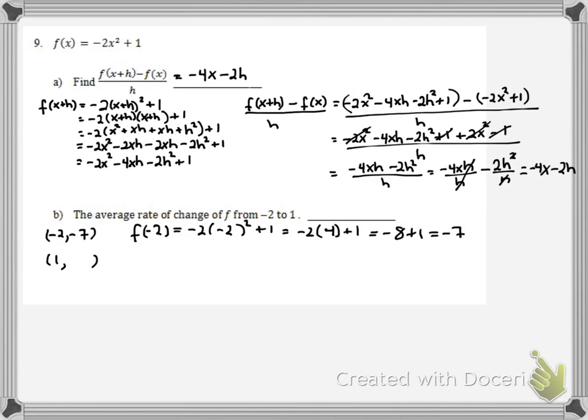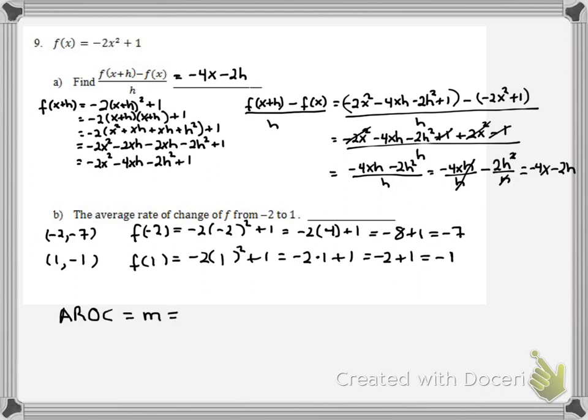When I want to evaluate the function at 1, again, I'm going to leave empty parentheses. This one you might not really need to do this, but just to be consistent, I'm going to put a 1 in each of these places. Obviously 1 squared is 1, so we get negative 2 times 1, which is negative 2, plus 1, so that ends up being a negative 1. Once we have the point, or both points, excuse me, the average rate of change is simply slope.